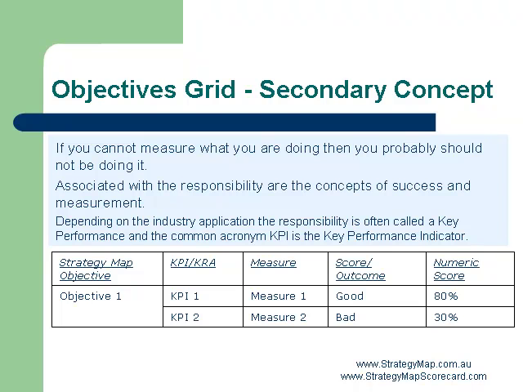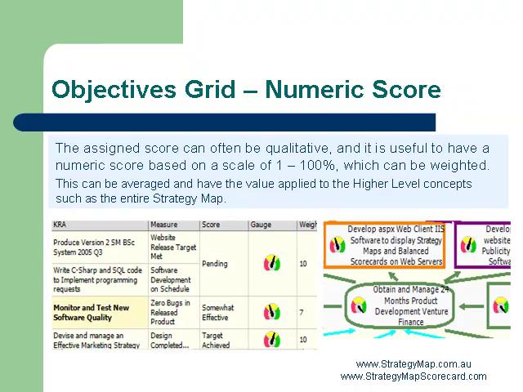Measurement is essential, and in some instances it can be difficult to apply a measurement technique. Customer service would be one of these, and measurement is usually done using a customer survey, with a prize incentive for all customers completing the survey. The assigned score can often be qualitative, and it is useful to have a numeric score based on a scale of 1 to 100%. The advantage of the numeric score, or gauge, is that it can be averaged and have this value applied to the higher level concepts such as the entire strategy map.